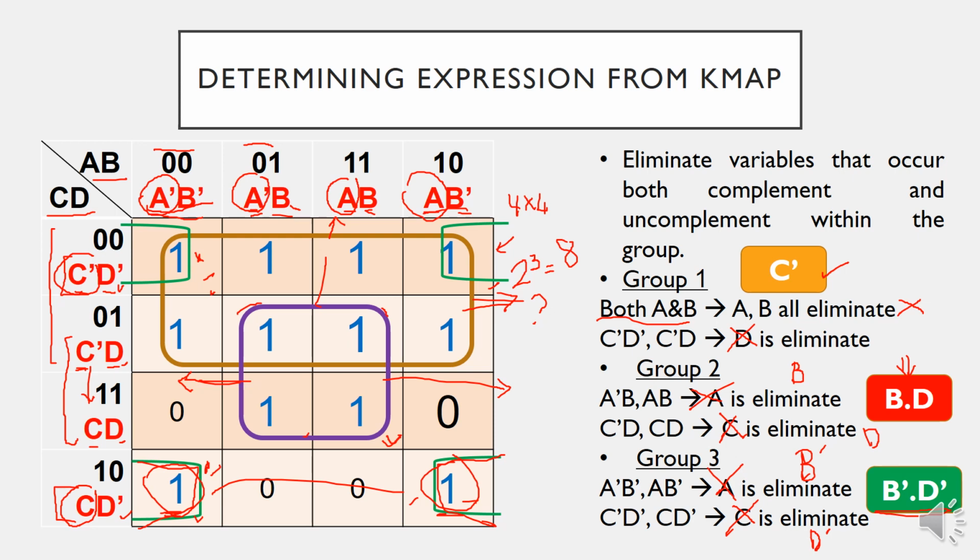So for the final expression, let's say we have F as our output expression, it will be C complement, plus B and D, and the last one is B complement and D complement. So this will be the final expression from our KMap.